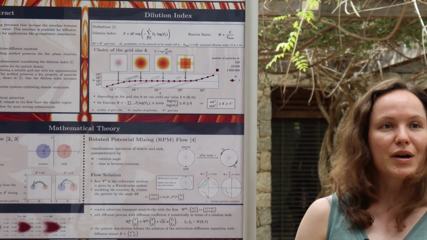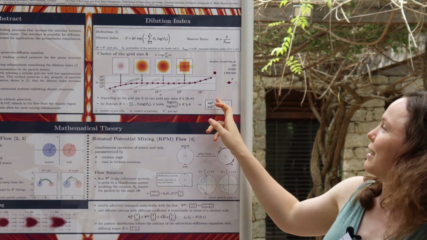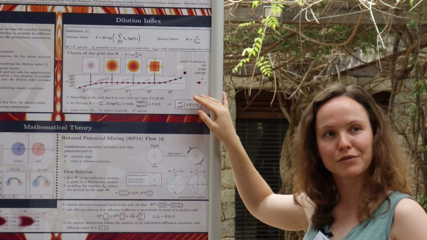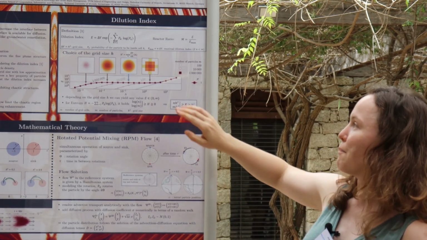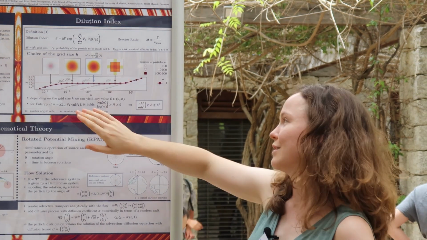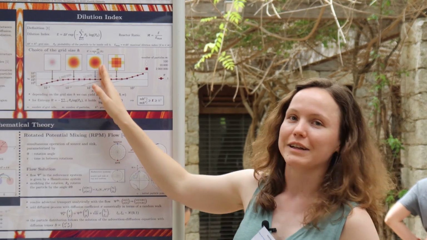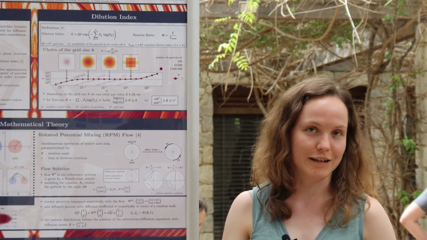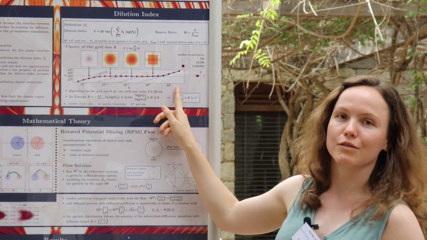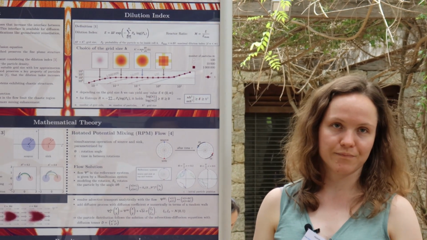The challenging thing about that is that we have to choose some grid size, and that's what I demonstrate here. We have the same Gaussian distribution with the same amount of particles. If we use a big grid size, that's not a very good representation of the dilution index, and this is also not a good representation. So we have to choose something in between to have a good representation. We can find this by plotting the dilution index over the grid size and finding the center, where we have the least derivative.